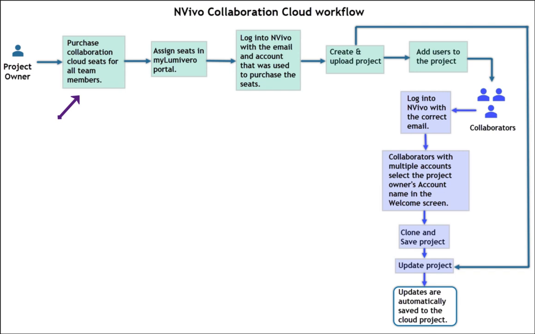The first step is to purchase Collaboration Cloud seats for all team members. This can be done by the project owner or an admin. All team members need a valid license for NVivo 14 or 15 in order to work with Collaboration Cloud. Once the licenses are purchased, the admin has to go into the NVivo portal to assign a valid seat to each person who wants to collaborate in the project.